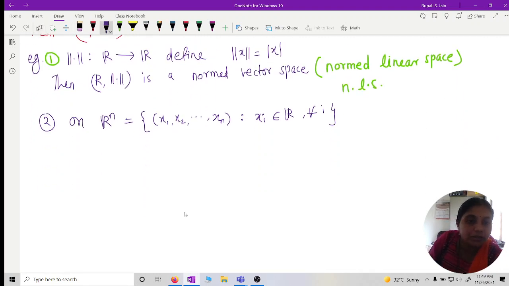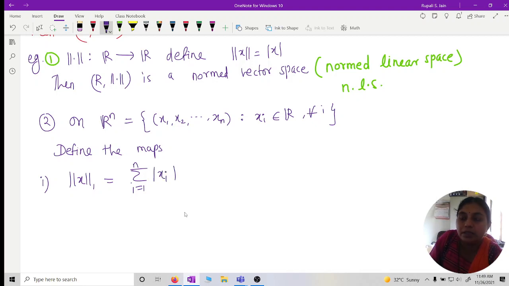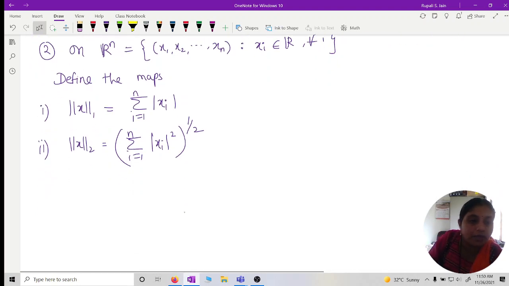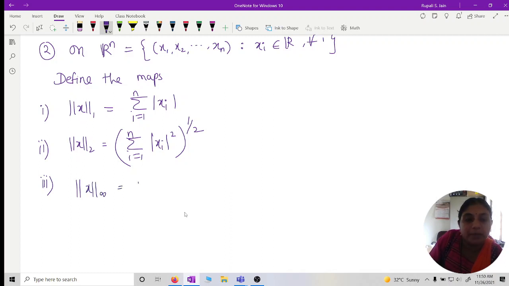Now we define a norm on this. Define the maps. First one, norm x 1, I am defining as summation i equal to 1 to n of mod of xi. Second, I will define as summation i equal to 1 to n of mod of xi squared, raised to half. And third, I will define the maximum norm, we denote it as norm infinity: maximum over 1 less than or equal to i less than or equal to n of mod of xi.